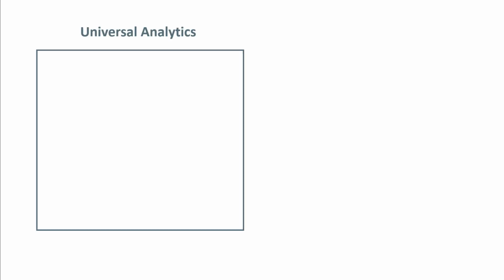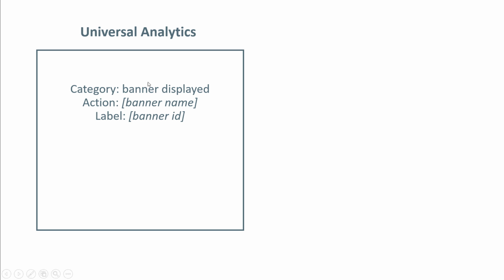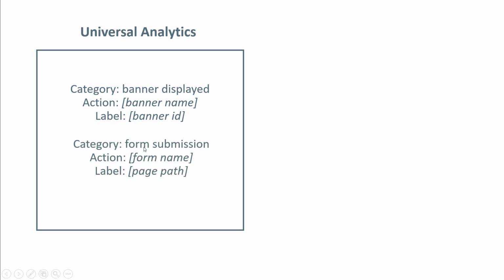For example, here, let's say that we have 2 events. One is banner displayed, and action is the name of the banner, and then label is the ID of the banner. And these values would change depending on what kind of banner was displayed. Then we have another event in Universal Analytics, and this time the category is form submission, and then action will be the name of the form, and then label is part of the URL or the address of the page where that form was submitted.